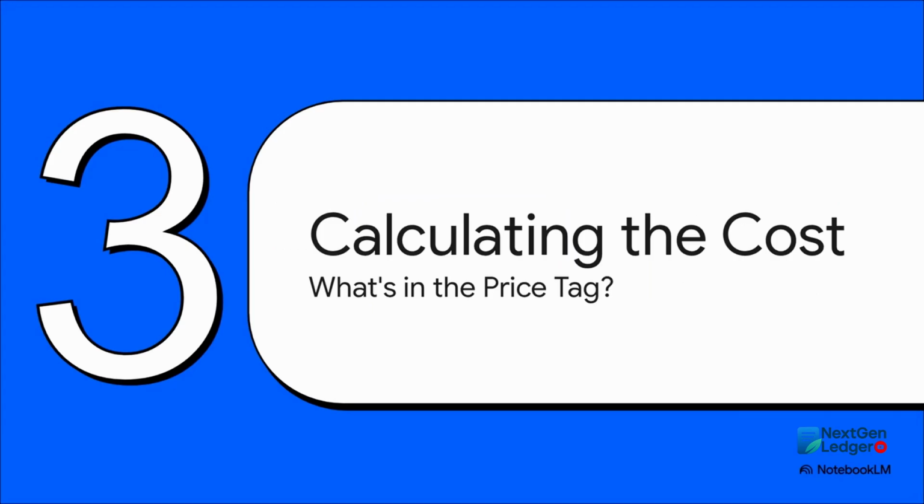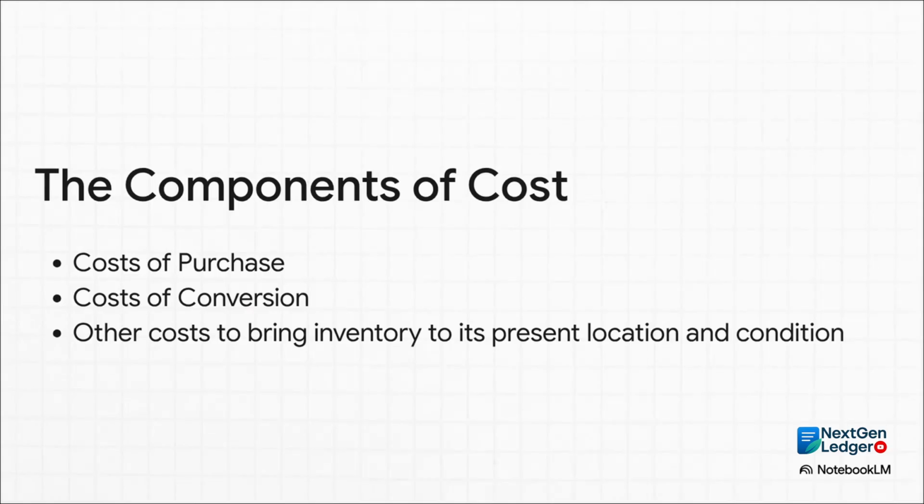Okay, we've nailed down what inventory is. Now for the really important bit. How do we calculate what it's all worth? Let's dig into what actually goes into that final cost number. IAS 2, in paragraph 10, gives us another handy 3-part list. The total cost of your inventory is made up of what you paid to buy it, what it costs you to convert it into a final product, and any other costs you had to pay just to get it to where it is, ready to be sold.